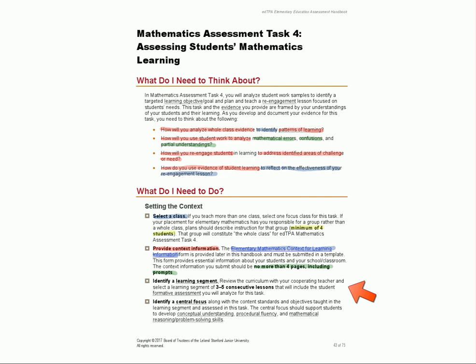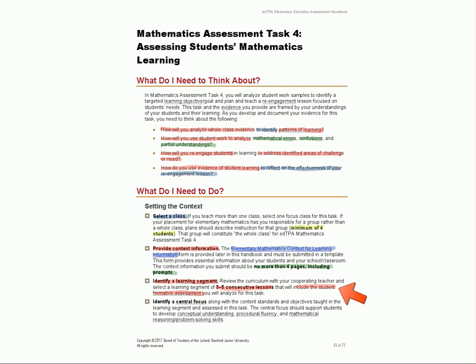Next, you will need to identify a learning segment. And so, as they suggest, work with your cooperating teacher to find a sequence of 3 to 5 consecutive lessons, a segment that will include a student formative assessment that you can analyze.